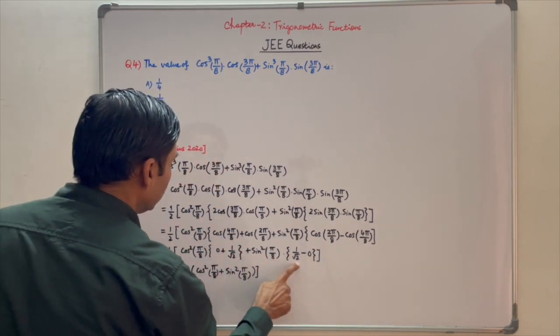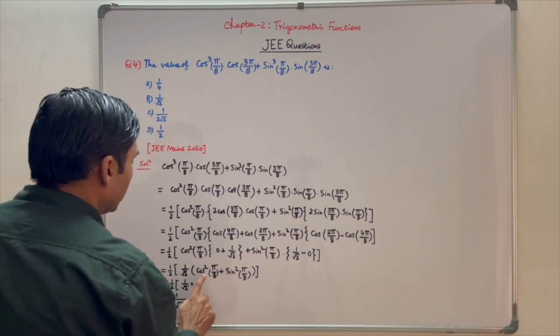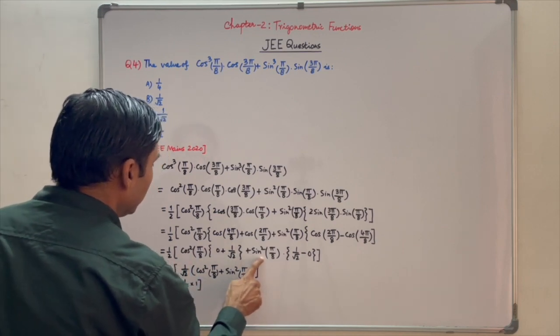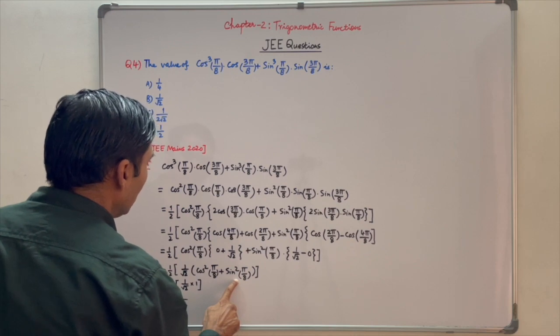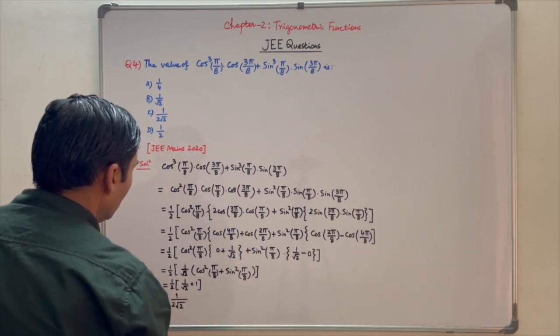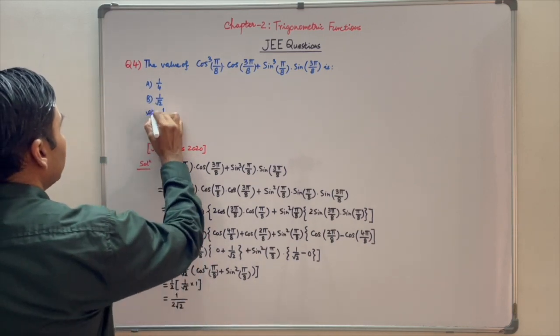1 by root 2 is taken as common in both the terms. So, in bracket, it comes out to be cos square pi by 8 plus sin square pi by 8. And we know that cos square theta plus sin square theta is equal to 1. So, the value comes out to be 1 upon 2 root 2. So, the correct option is option C.